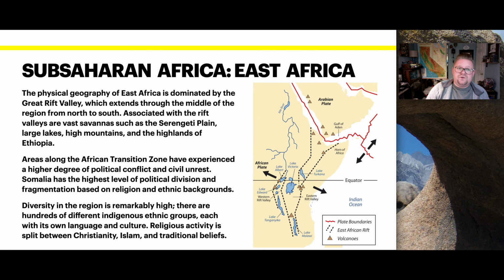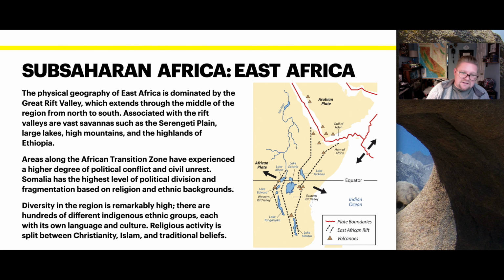Now, the physical geography of East Africa is dominated by the Great Rift Valley, which extends through the middle of the region north to south, as we can observe here. Associated with the Rift Valleys are vast savannas, such as the Serengeti, there's large lakes, high mountains, and the highlands of Ethiopia. Areas along the African Transition Zone have experienced a higher degree of political conflict and civil unrest.